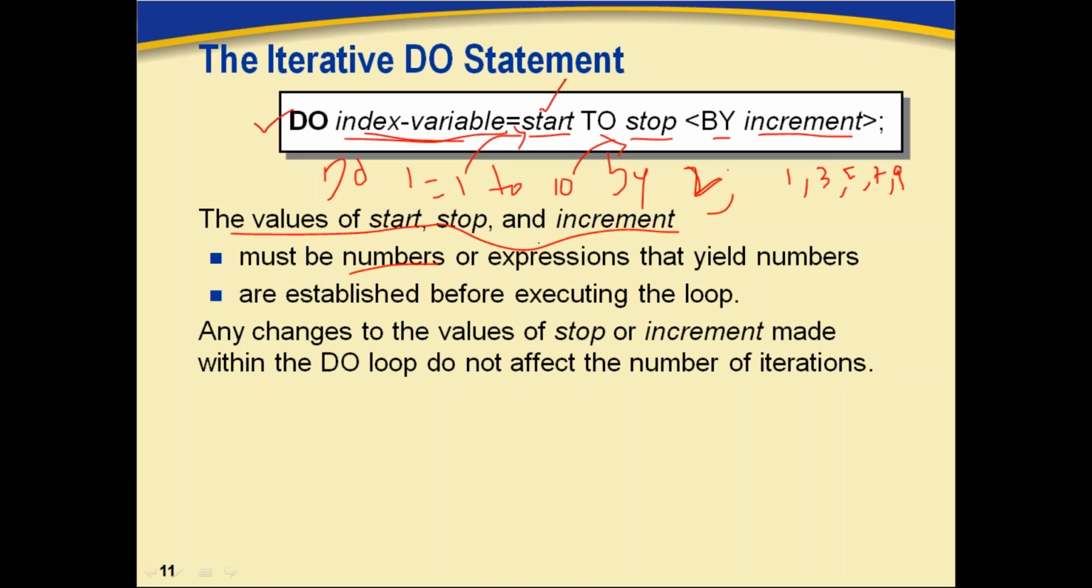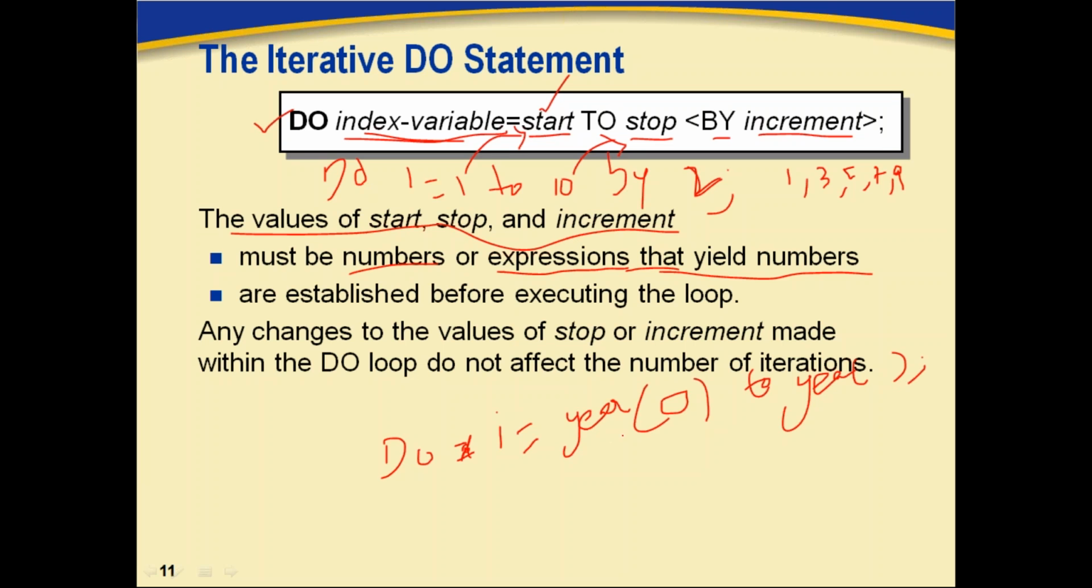This can be a number, or it can also be an expression. What do you mean by expressions that yield numbers? For example, if I write do I equals to, let's say you wanted to write year of some variable. So if you use any expression, it's not mandated that you have to directly enter the value.